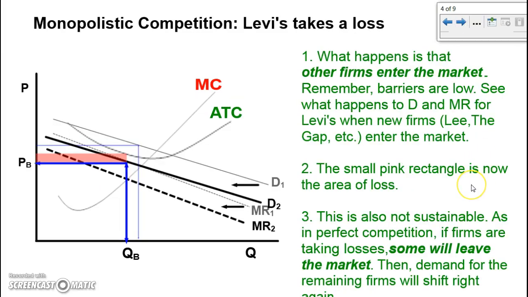So we can see here what happens is other firms enter the market. Remember, barriers are low. So see what happened to demand and marginal revenue. They both have to shift because marginal revenue is derived from demand. Okay, so a new firm enters the market, the demand for Levi's shifts to the left, and now instead of having that nice profit, Levi's is taking a temporary short-run loss. Okay, but this is not sustainable.